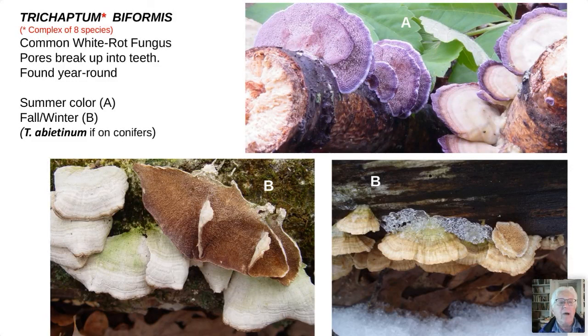If it's on pine trees, it's called Trichaptan abietinum, abies from pine. This is what it looks like in the winter, okay? Now, maybe one of the reasons I find it is because we now know there's probably a half dozen different species there. DNA breaks them apart into that. And they grow on a number of different woods. But the biformis, it's called biformis because the pores break up into a lot of little teeth. Okay. And that's the biformis there.